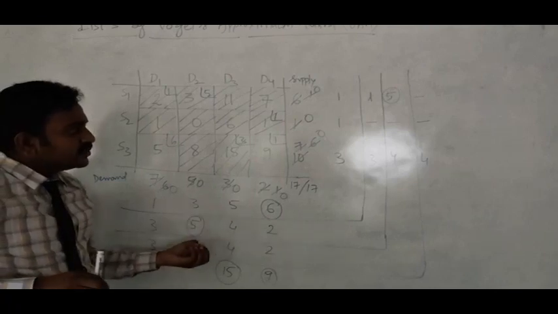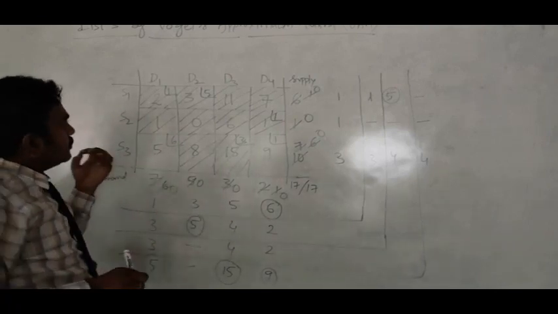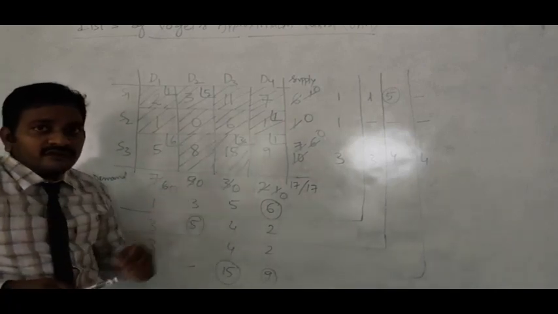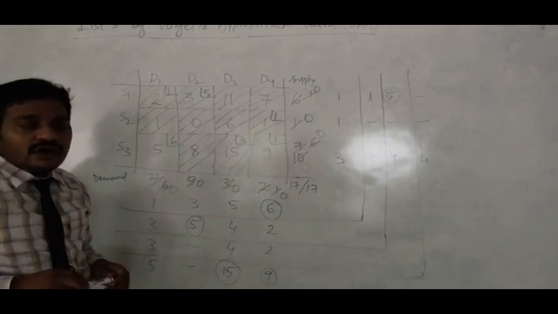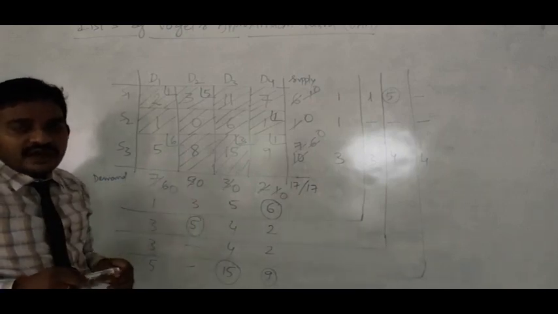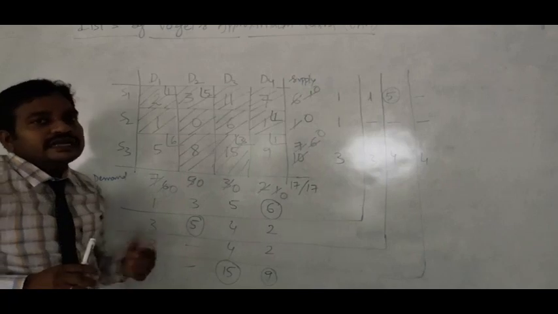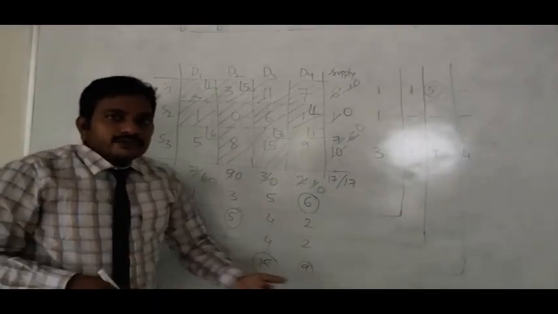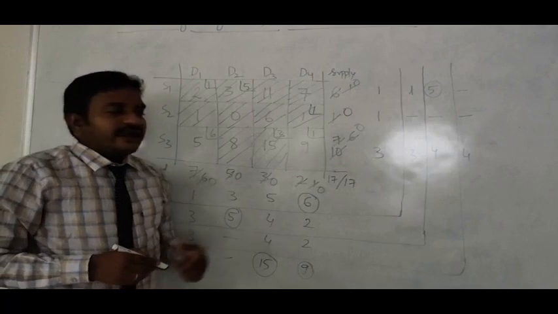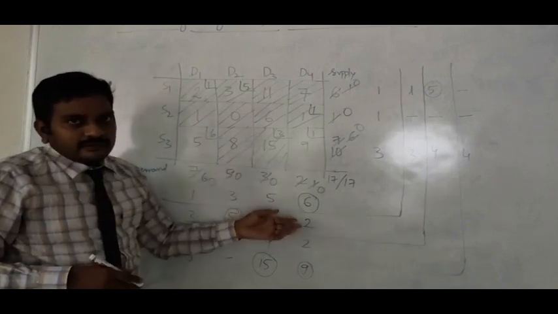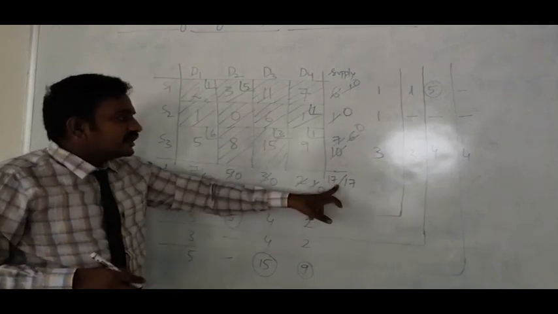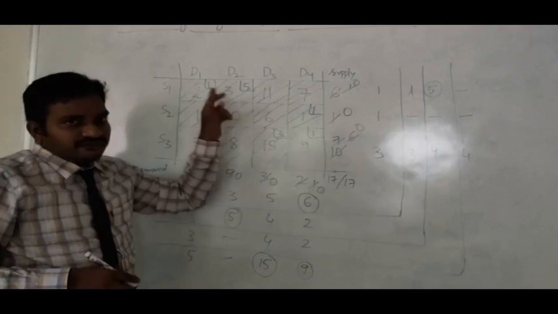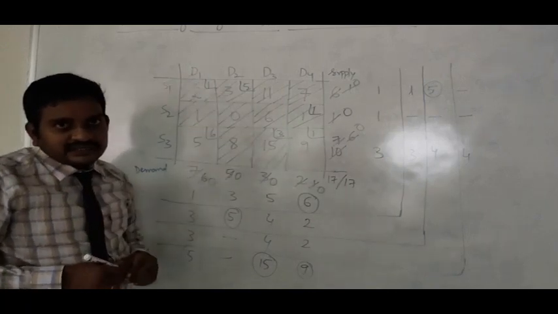Now the thing is to verify whether the total number of allocations is equal to rows plus columns minus 1, and then find out the total transportation cost. By using the Vogel approximation method, I found it out. I allocated my given 17 units of commodity to my 4 destinations.